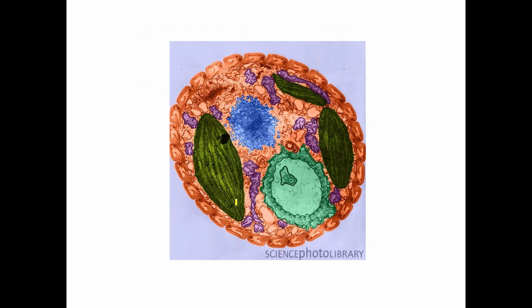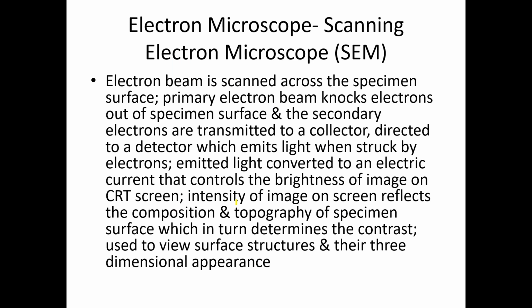This is an example of an image produced in a transmission electron microscope. The image will appear like this. We can clearly visualize the molecular arrangement. So from this picture itself, we can see what all the internal structures present in the microbial cell are. Clear? And now we are going to the second type of electron microscope, the scanning electron microscope.